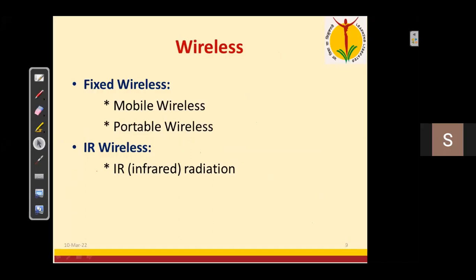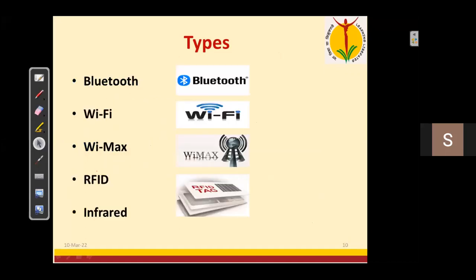Wireless systems are considered as fixed wireless and mobile wireless. In that, there are mobile wireless, portable wireless, and IR wireless. We will go with the examples. These are the different types of wireless technologies you are familiar with: Bluetooth, Wi-Fi, WiMAX, RFID, and infrared. We'll see them one by one.